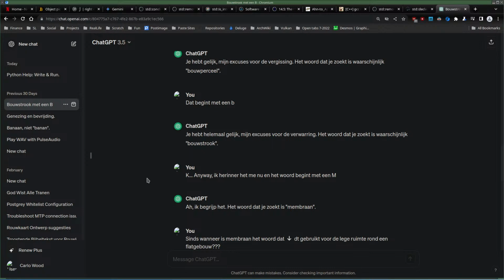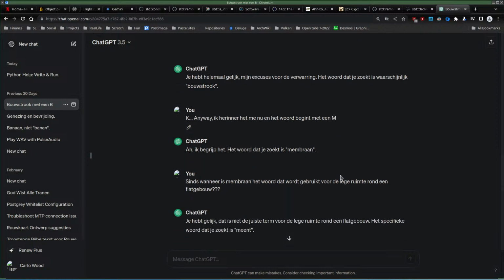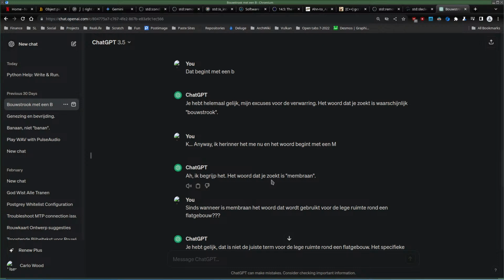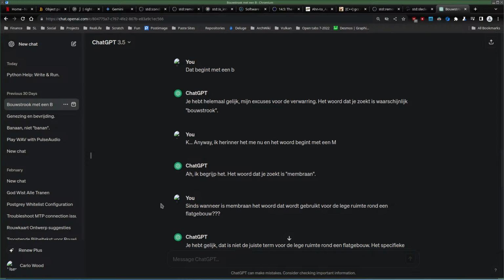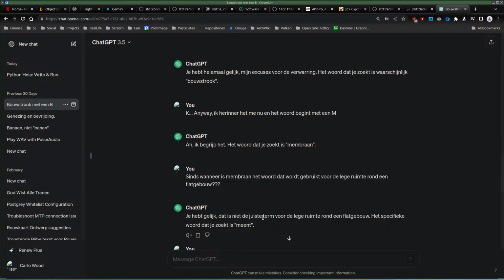Okay, anyway, at that point I remembered the word and I told it. It starts with an M. Oh, I see. The word you look up is membrane. How does membrane have anything to do with it? That's what I say. Since when is membrane a word that is being used for the empty area around a flat or a building? You're right. That's not the right term for the empty space around a flat. The specific word that you're looking for is maint.